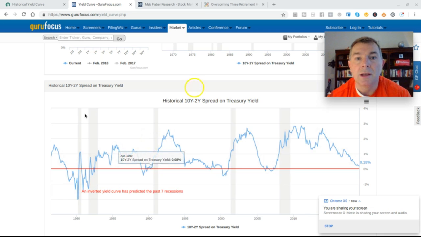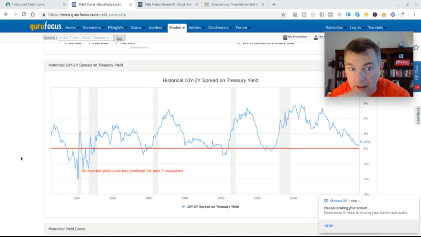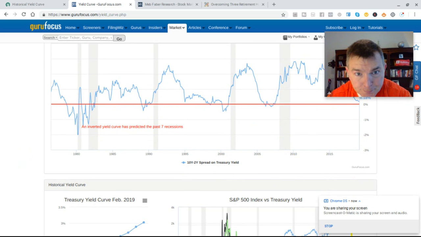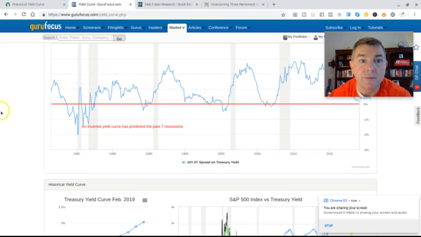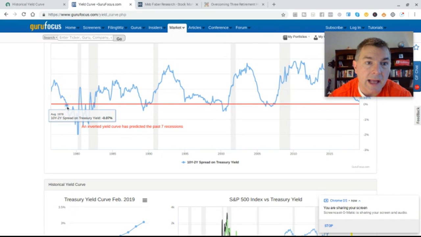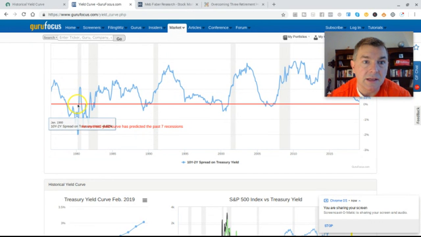You ready? Historical 10-year, 2-year spread on Treasury yields. And we've got it in red. An inverted yield curve has predicted the last 7 recessions. All right. So what we're going to see here is that this is 0 right here, and when it gets below this red line, that's when there's an inverted yield curve. So we have an inverted yield curve right here. It goes negative. That means it's inverted. And that was in 1978, an inverted yield curve. When did we have our recession? Well, it didn't start till 1980. So basically from 1978 to 1980, we had 2 years where there was no recession. Interesting.